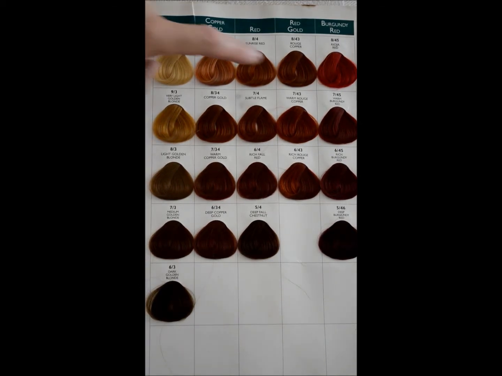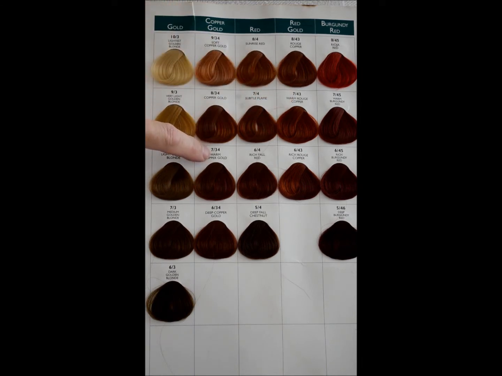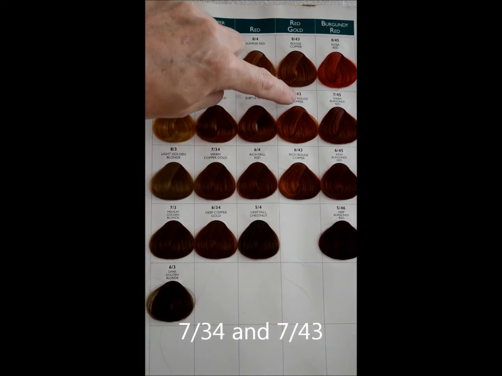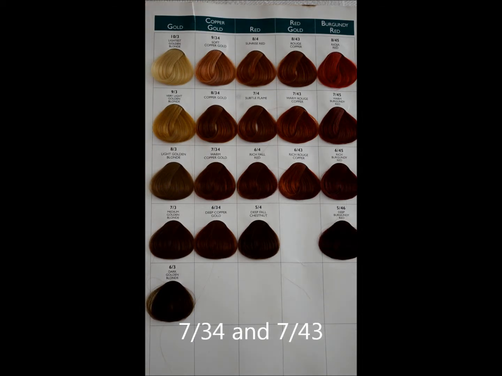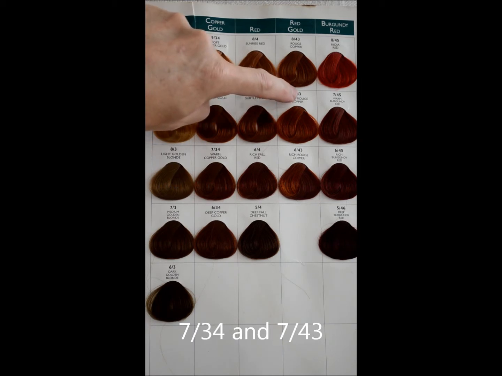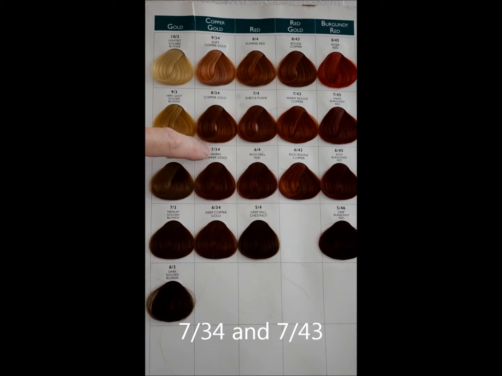If you look at these colours here, there's a 743 and there's a 734. Okay, now because they're both the 7, that means they're both the same depth, how light or how dark they are. But the 3 and the 4 are the other way round. They're a 4 and a 3. What that means is that in the 734 your primary tone is a 3, which is gold, but in the 743 your primary tone is a 4, which is red. So in the 743 there's more red than there is gold, but in the 734 there's more gold than there is red.